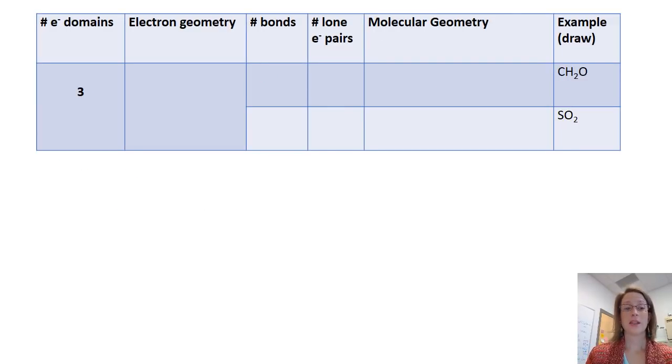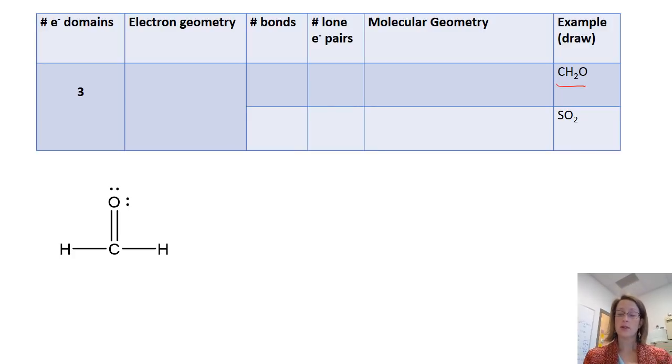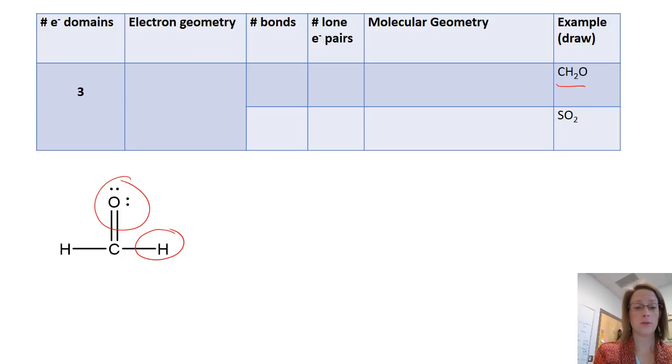Now we're going to look at 3 electron domains. Our first example is CH2O. Here's our Lewis structure for CH2O. Again, the first thing I do is circle all the regions around the central atom. So I have 1, 2, 3 regions. The name we give 3 regions is trigonal planar.